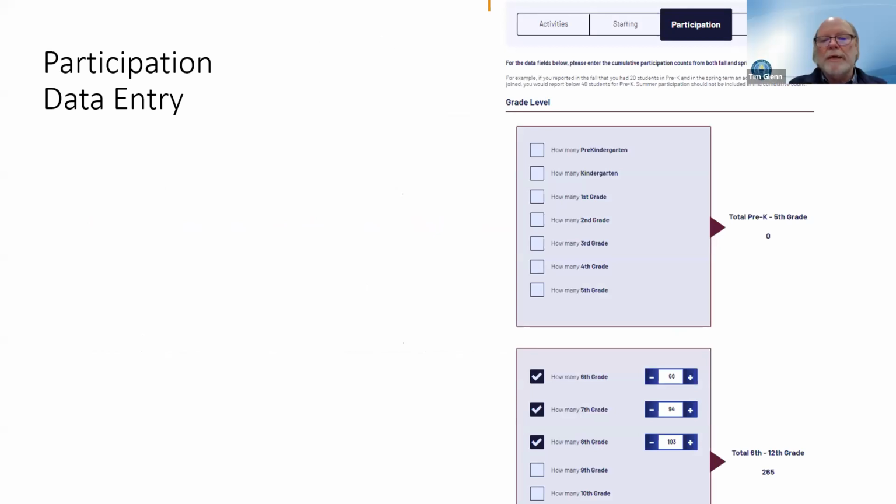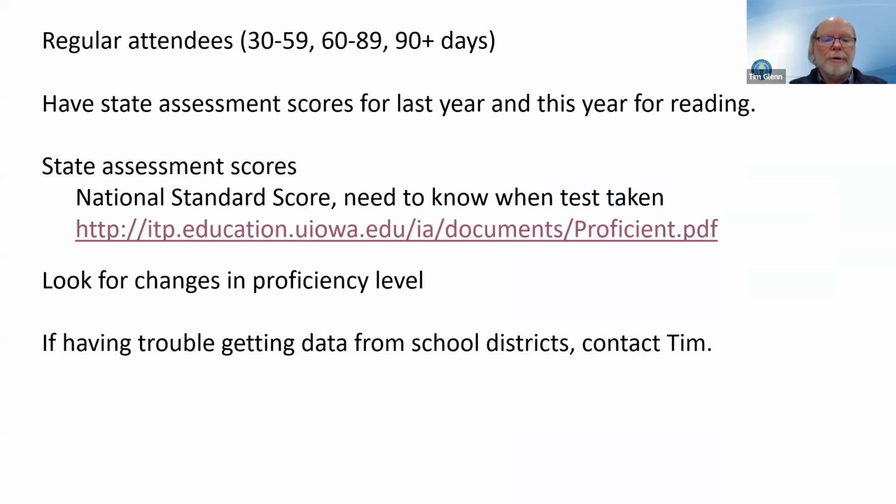So your participation data. Currently, 21 APR has broken down. We've always broken down our APR by regular attendees, and that's the students. And the students that we reported on had to be there for 30 days or more. And then those students were broken into 3 categories: 30 days to 59 days, 60 days to 89, and then over 90 days.